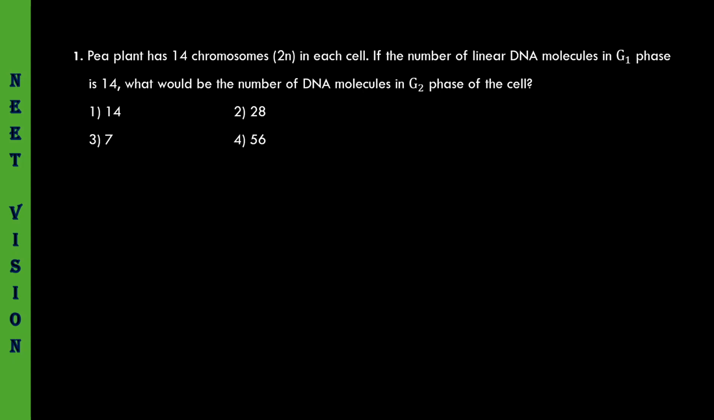So whatever the chromosome number that is seen in G1 phase is continued even in S phase and G2 phase. But the number of chromatids and DNA molecules are doubled at the end of S stage and it is continued even in G2 stage. So now the total number of DNA molecules that are seen in the diploid cell will be 28. Let us see the answer. Answer is 2. Let us see the explanation.